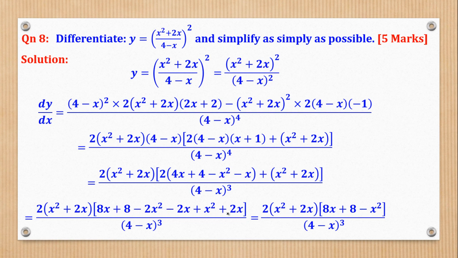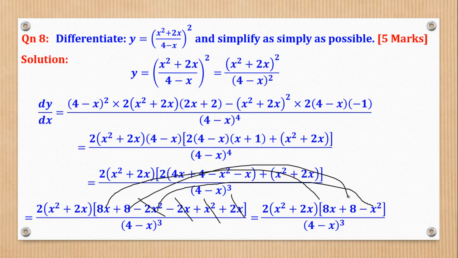After that, I will collect like terms. You realize that this goes with this. Then this and this remain with the negative. 8x now it is here. 8 is here. So that is what they wanted.